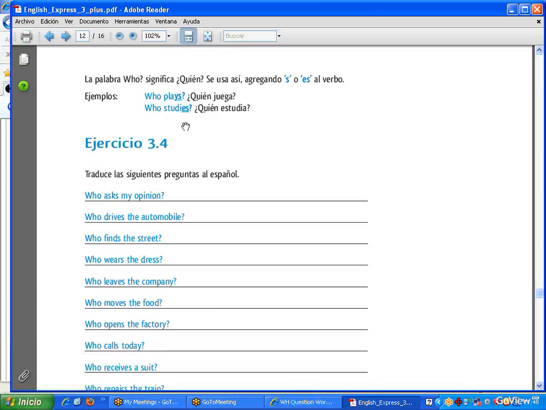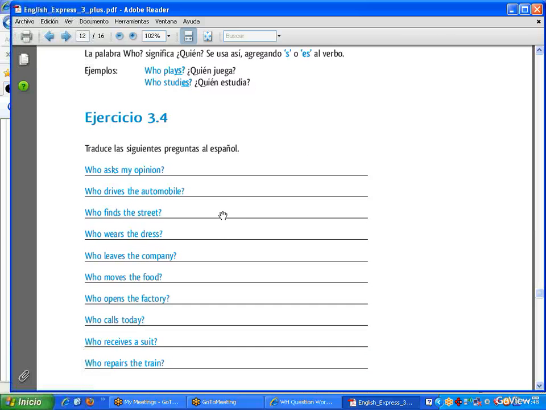Who asks my opinion? ¿Quién pregunta mi opinión? Who drives the automobile? Automobile, coche, car. Okay? ¿Quién conduce el coche? Who drives the car? Okay? Who moves the food? ¿Quién mueve el alimento? Who opens the factory?